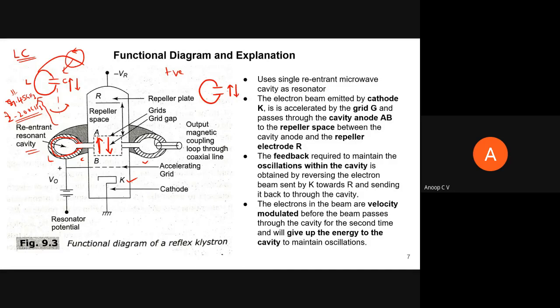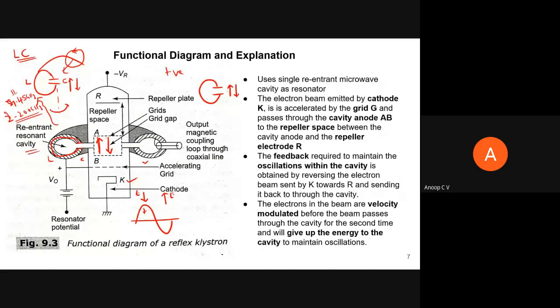So what we'll assume in our further discussions is, whenever we have a positive half cycle of this resonant wave, we'll assume the electric field will be directed downwards, and for the negative half cycle, we'll assume the electric field will be directed upward. So please do keep that in mind.